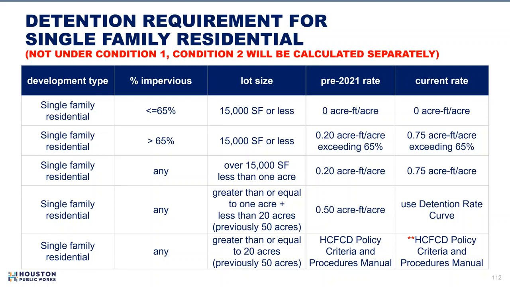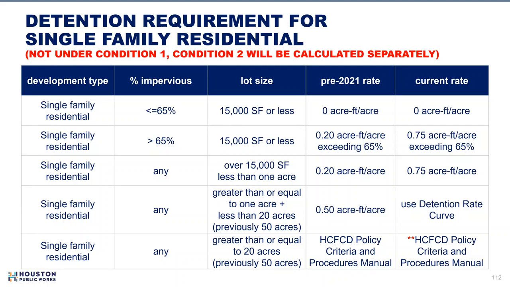Well, you just use 0.75. Doesn't matter which way you go, and there's no 65% exemption. Then if you are greater or equal to 1 acre, you have to use the detention rate curve, and I'll show you in the next couple of slides. It used to be 0.5, now it is 0.75 and more, and 0.75 is the minimum that we can use and allow for calculation.